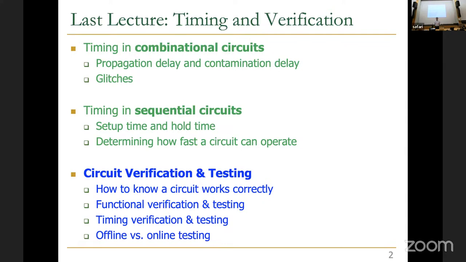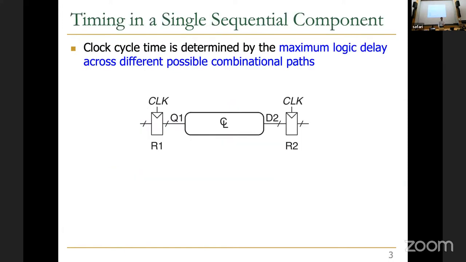So this is very important because this helps you answer the question: does this circuit work correctly in terms of functionality? That's called functional verification and testing. And in terms of timing, does the circuit work correctly? These are two different issues as we discussed, right? Functionally, a circuit may be correct, but timing wise, you may get the incorrect result because you did not set the clock cycle time correctly based on the timing of the individual components that go into the combinational and sequential circuits. And briefly, we will cover offline and online testing. But as I said, I will mainly refer you to a lecture.